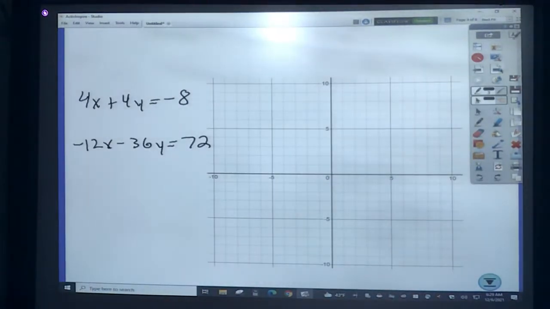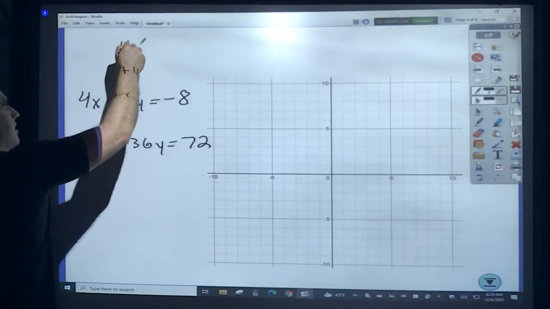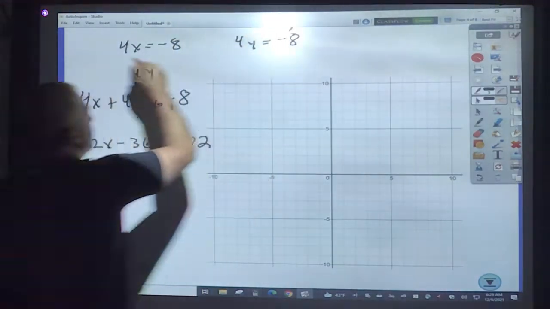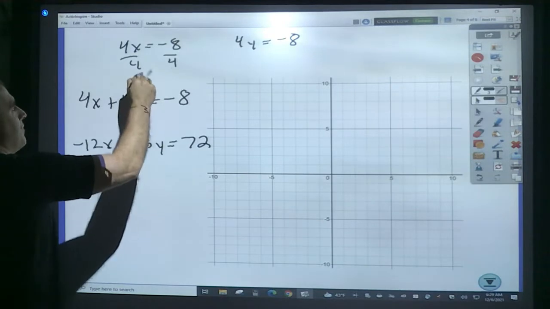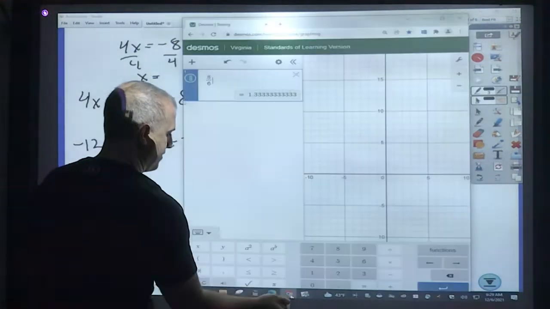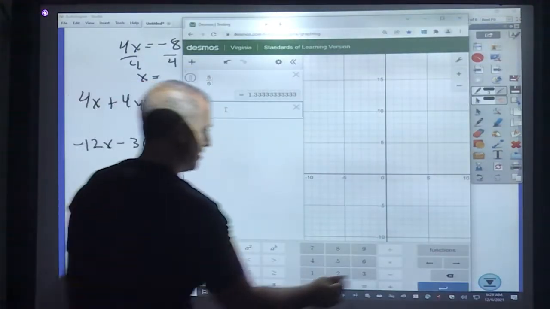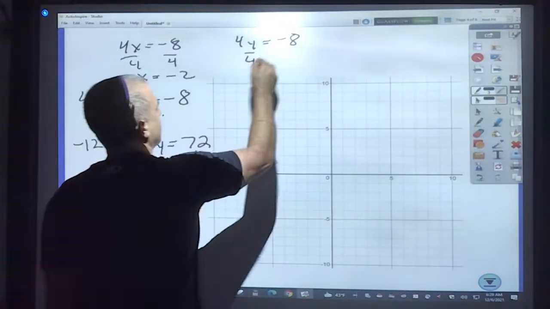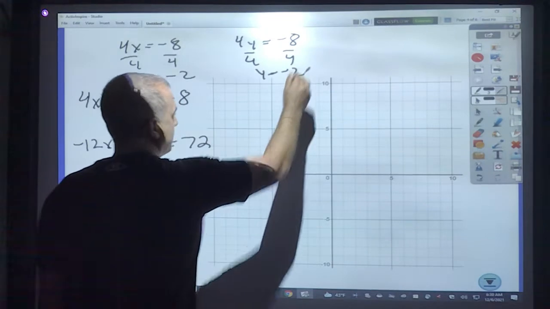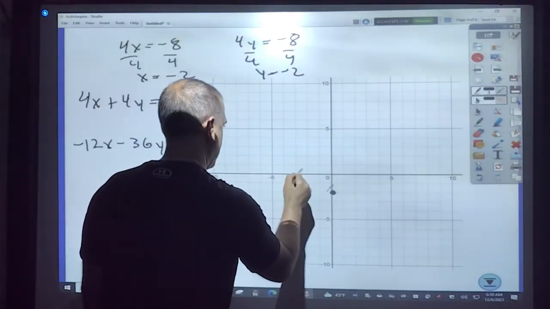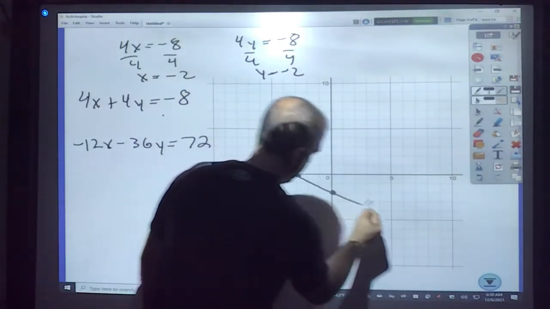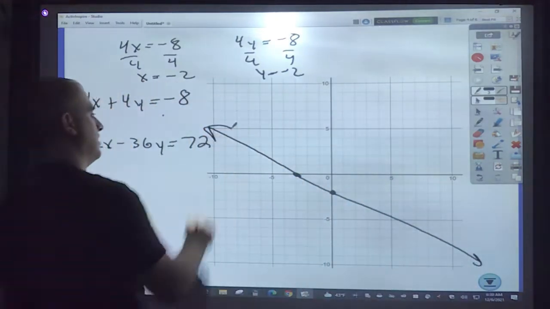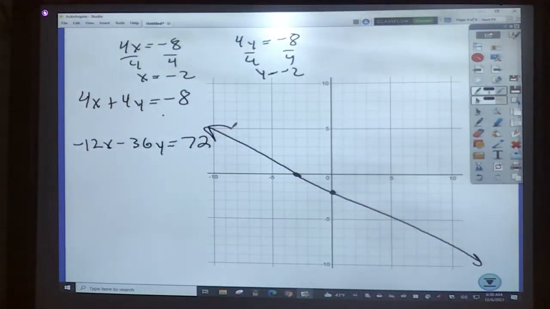All right, let's go ahead and do this one. We'll set this equal to -8. Set this equal to -8. All right, divide by 4. Divide by 4. I got x equals, once again, if you need to do the Desmos, please do. That's going to be -2. Divide by 4, that's going to be y equals -2. So -2 and -2. I want to draw a big long line.